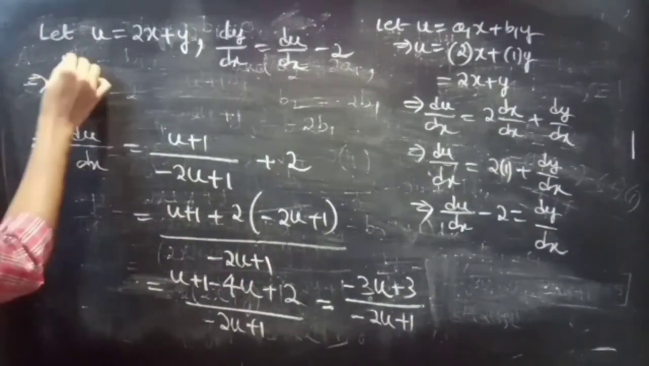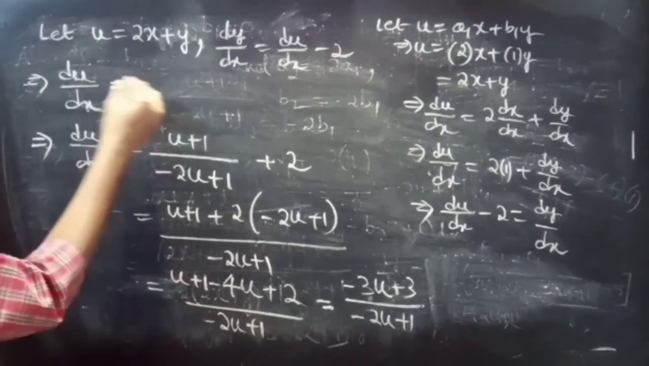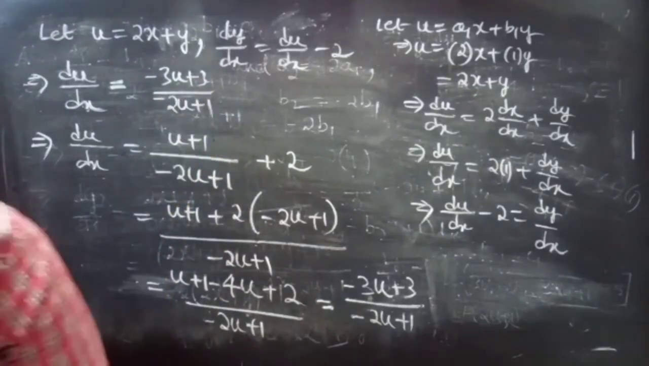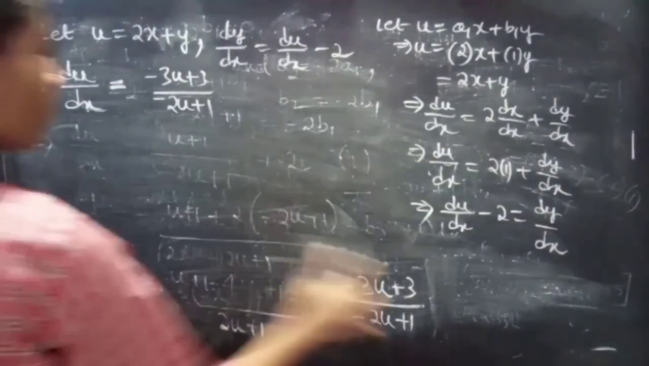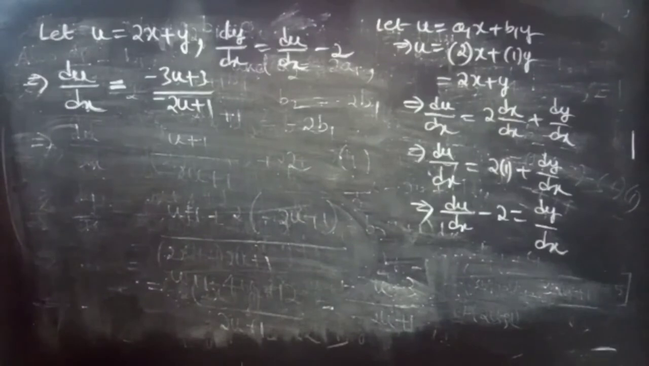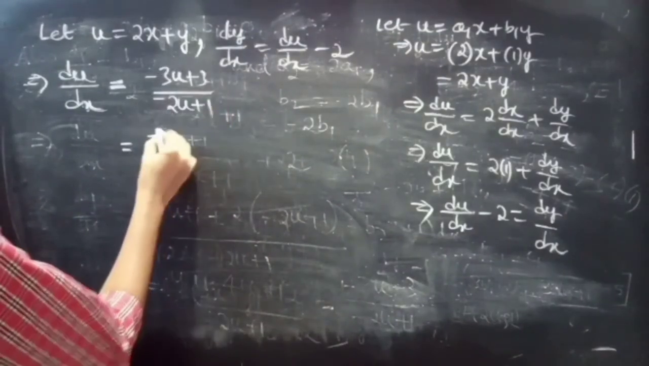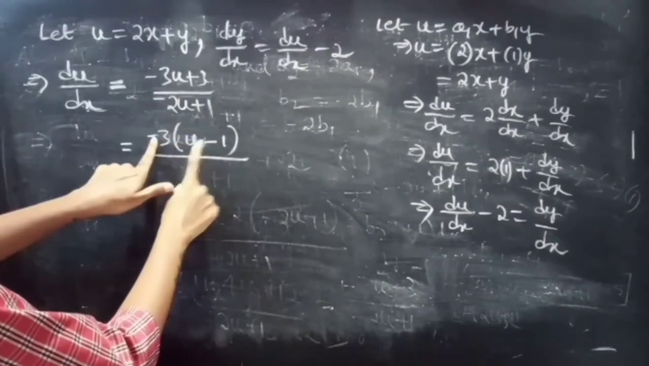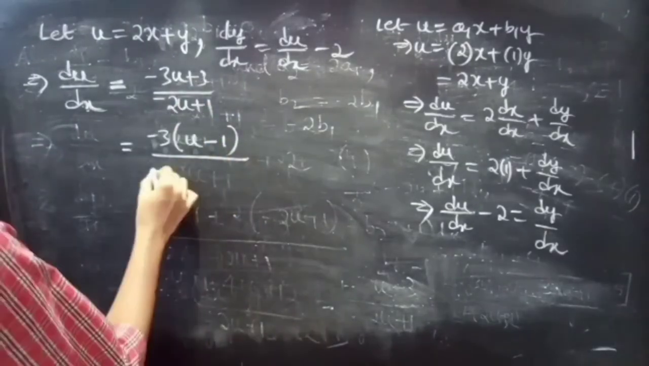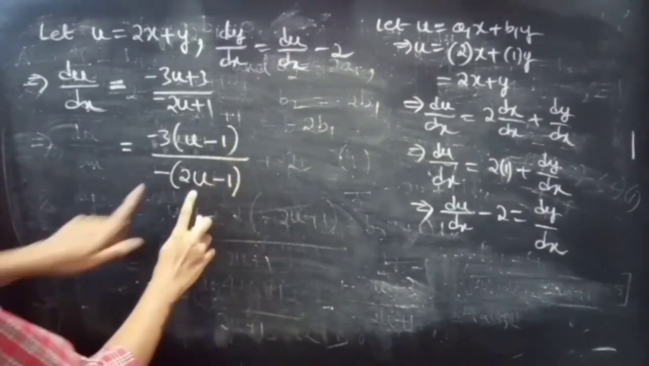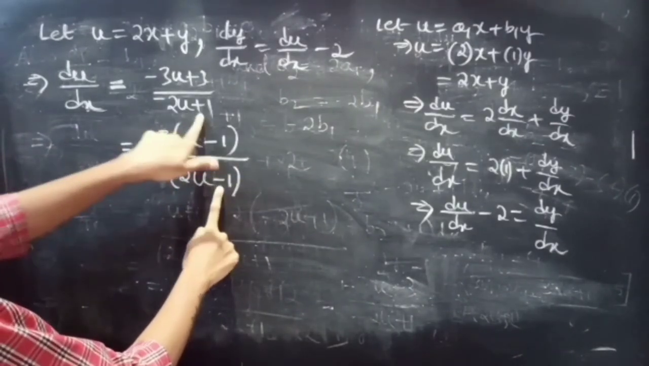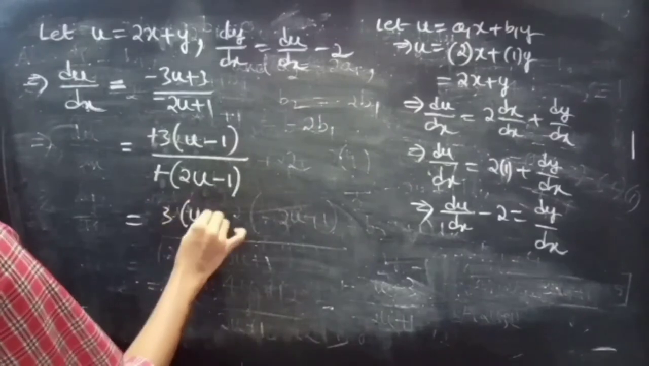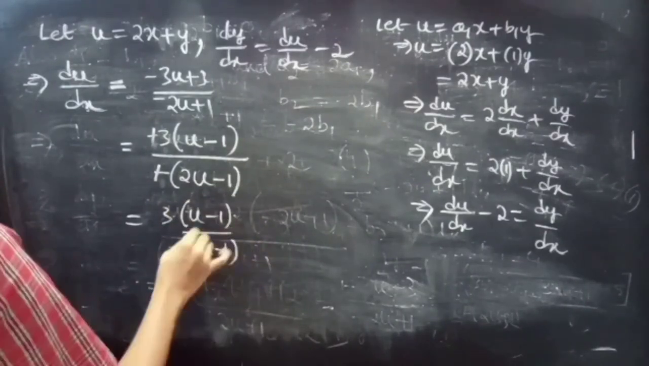So we have du by dx equals minus 3u plus 3 by minus 2u plus 1. Now take minus 3 common from the numerator and minus common from the denominator. Then this becomes minus 3 times u minus 1, since minus 3u into u is minus 3u, and minus into minus, plus 3 into 1, 3. Minus of 2u minus 1: minus into 2u is minus 2u, minus into minus plus 1. So here the minus gets cancelled and you get 3 into u minus 1 by 2u minus 1.